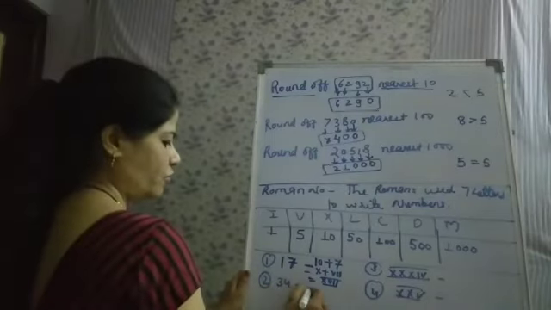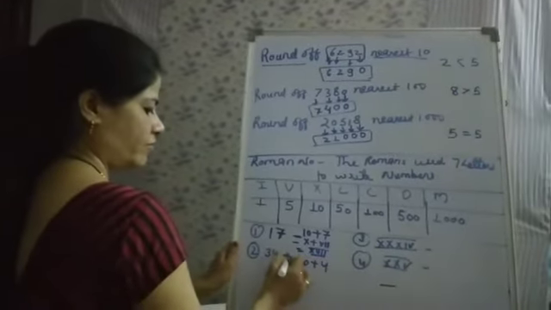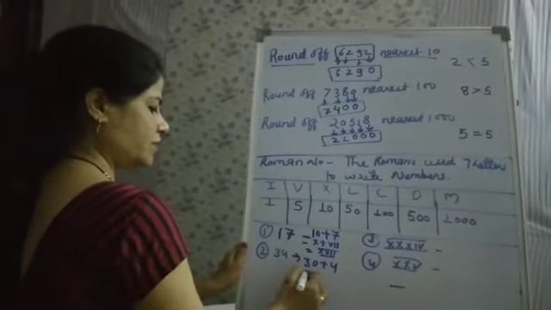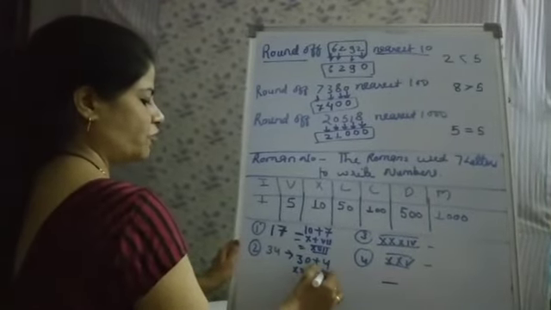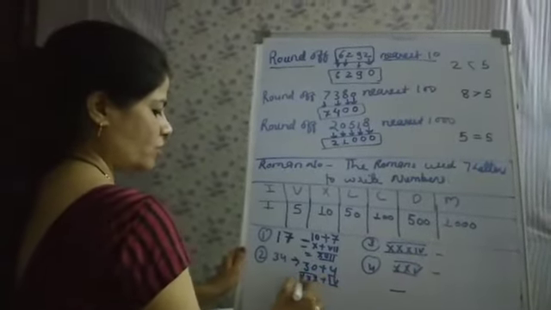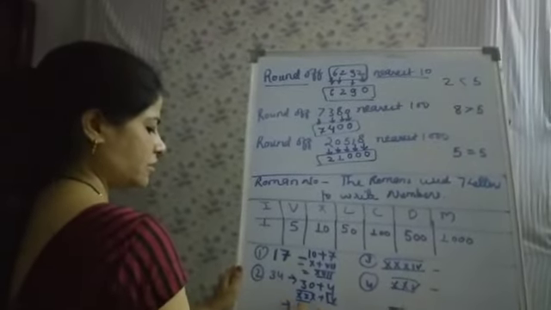Now you can write 34 as 30 plus 4. So Roman number for 30 is XXX and Roman number for 4 is IV. So Roman number of 34 is XXXIV.